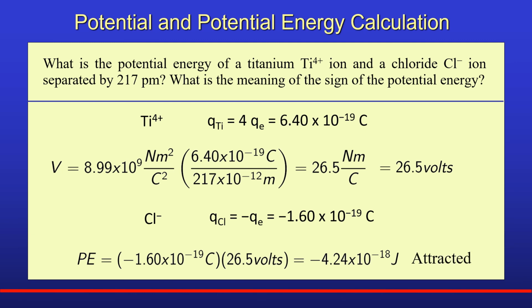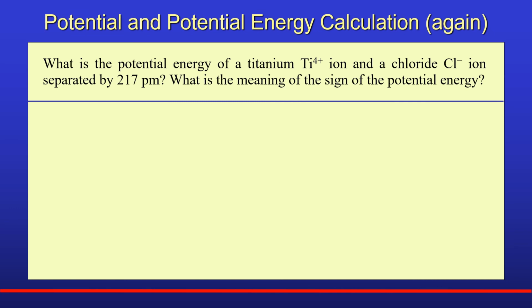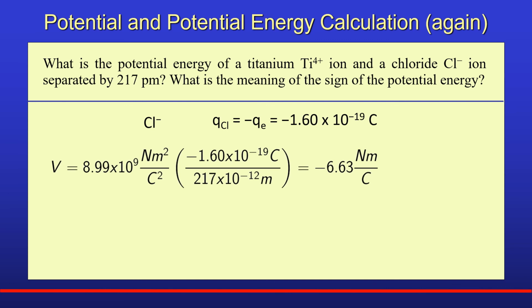Now, let's work the problem a different way, just for illustration. Here is the same problem. We're going to do it again, but we'll do it a little differently. This time, we'll start with the charge of the chloride ion, minus 1.6 times 10 to the minus 19 coulomb, and calculate the potential from this ion at a distance of 217 picometers.